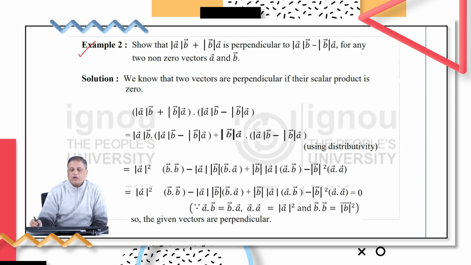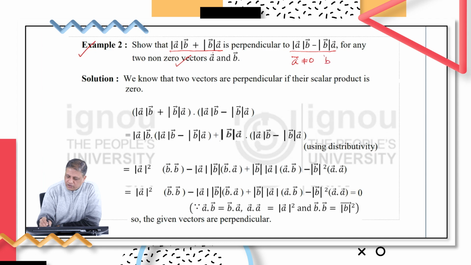Now we are having another example wherein we are going to explore the properties which we had learned in the beginning of this session. Now this question is: show that magnitude of A into B vector plus magnitude of B into A vector is perpendicular to magnitude of A into B vector minus magnitude of B into A vector, for any non-zero vectors A and B. So A vector is not equal to 0, B vector is also not equal to 0, and we are supposed to prove that these two vectors are perpendicular.